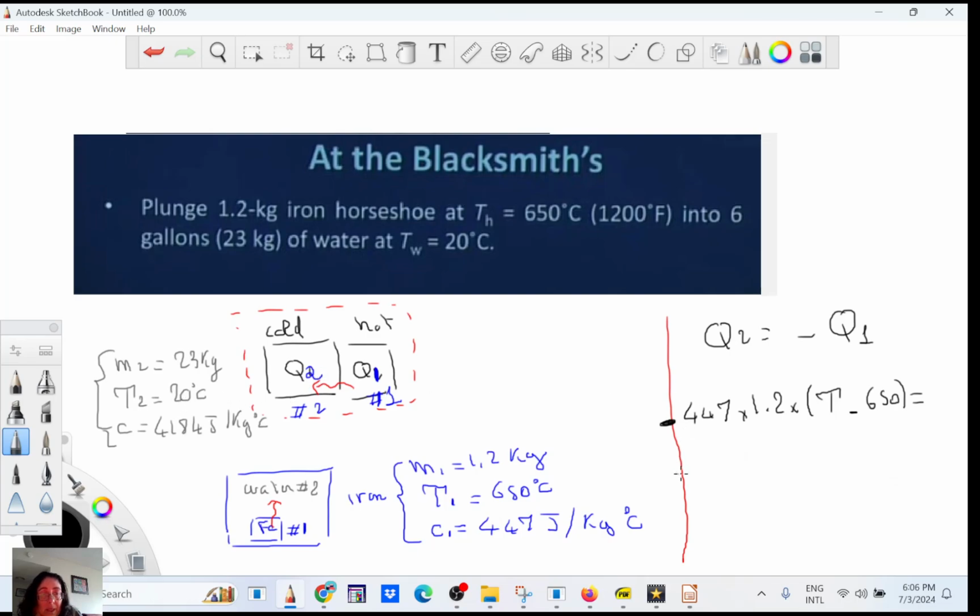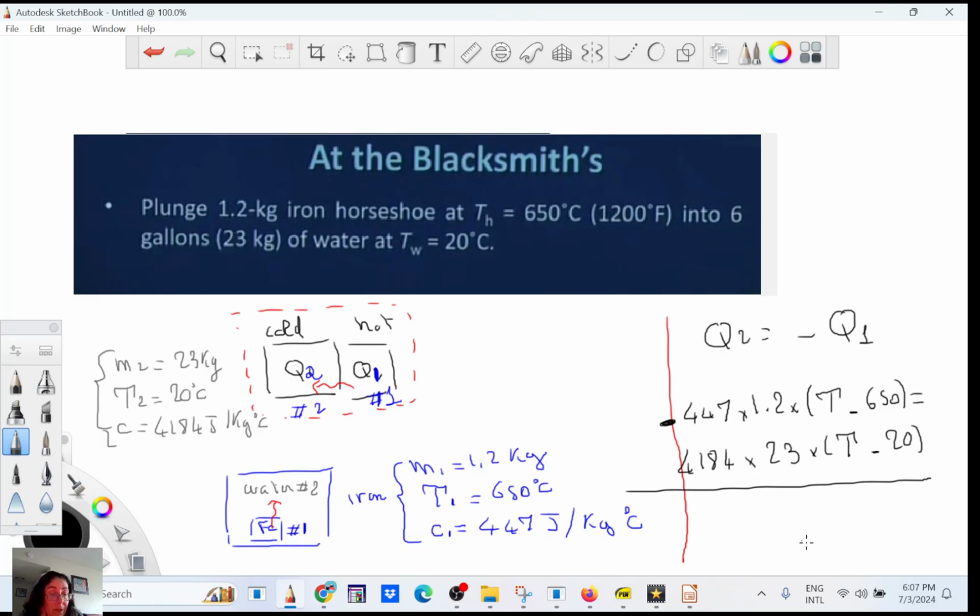So that's going to be 4184 times the mass, which is 23, times final temperature minus initial, which is 20. Okay? So then you need to do the math. I don't have much space to do the math, but it's just algebra. You can distribute here, distribute there.